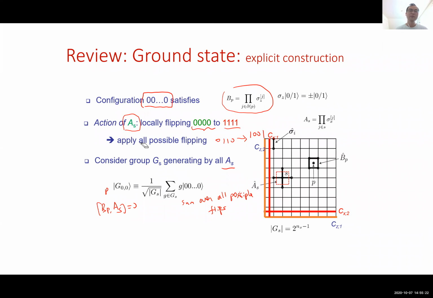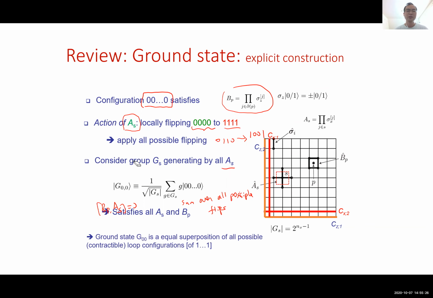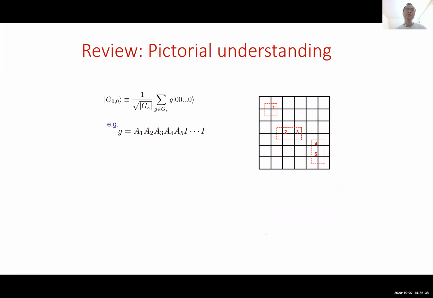Okay, so a pictorial way to understand that is the ground state, which I label as 0, 0, is an equal superposition of all possible contractible loops. I think it's illustrated here. So one example of a loop is the edges crossed by these dashed lines have 1.